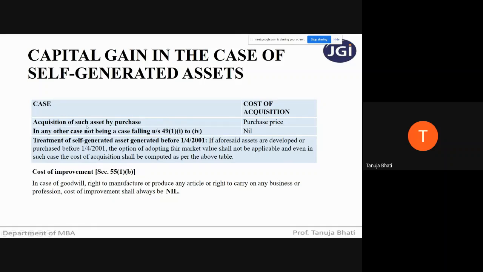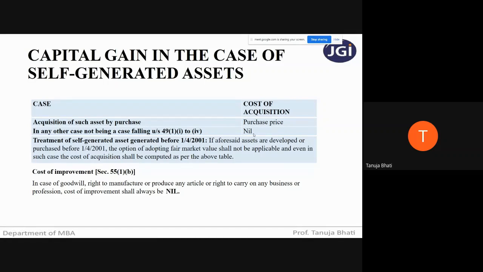Suppose you're acquiring such assets, suppose you're acquiring the goodwill, then it is going to be the purchase price, whatever price you're acquiring. But if it is not an asset that you are acquiring or purchasing, you're self-generating it, then always remember, the cost of acquisition of a self-generated asset is always going to be nil, students.